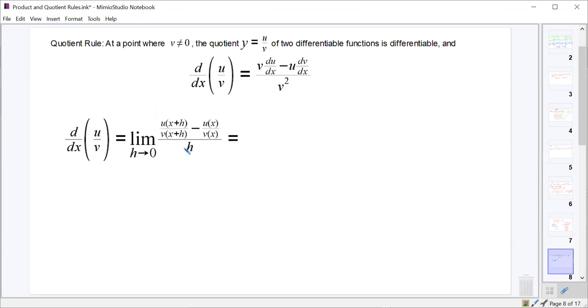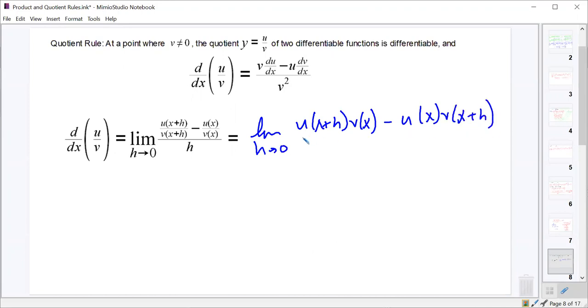Okay. So the first thing we're going to do is get a common denominator for the stuff in the numerator, and then drop that common denominator into our denominator with the h. The common denominator should just be v of x times v of x plus h, which will turn this into the limit as h approaches 0 of u of x plus h times v of x minus u of x times v of x plus h, all over h times v of x times v of x plus h. Everybody good there?